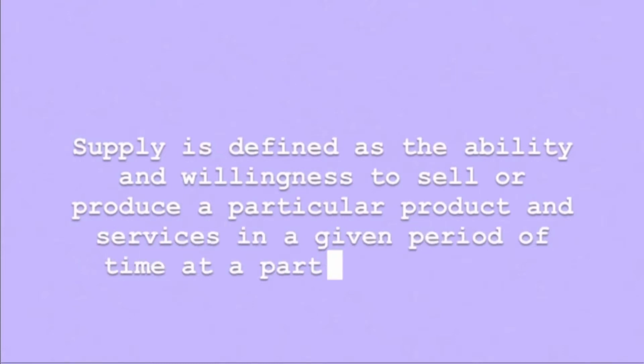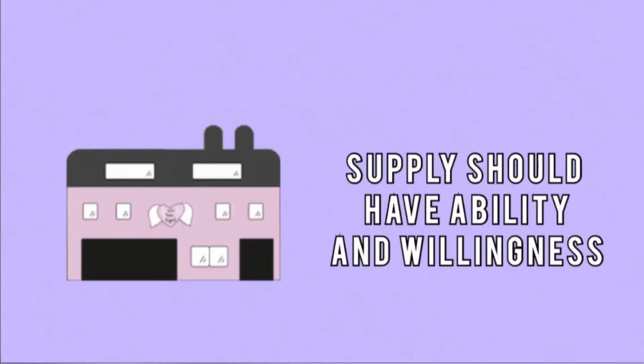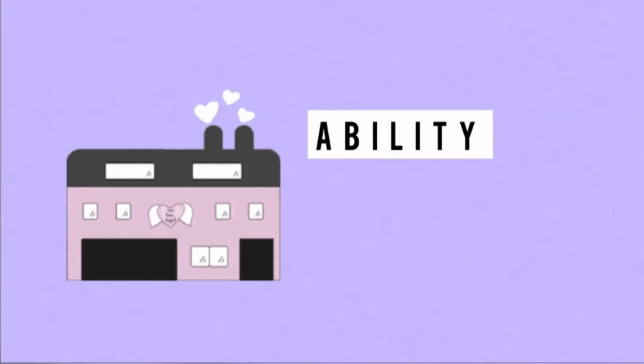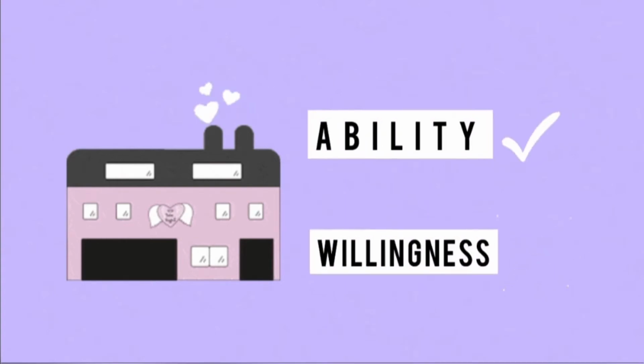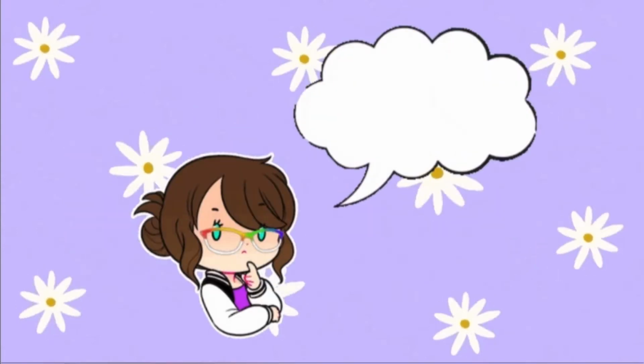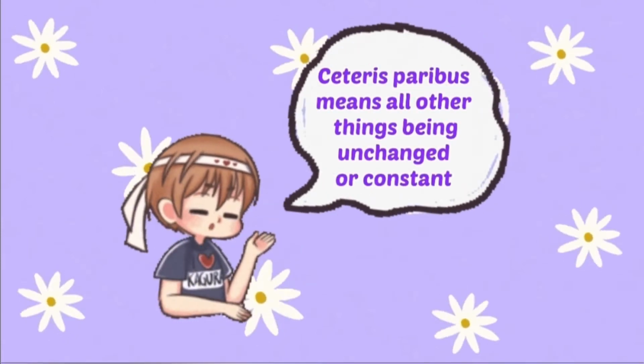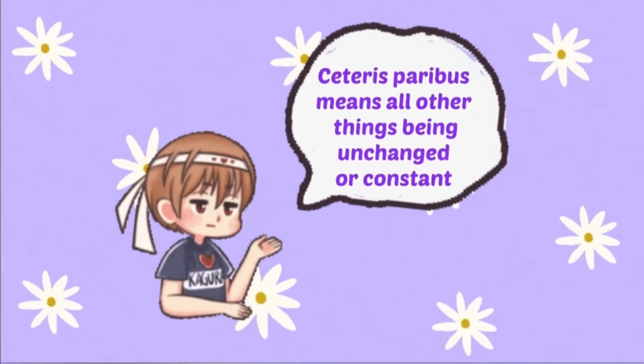Supply. Supply is defined as the ability and willingness to sell or produce a particular product and service in a given period of time at a particular price, ceteris paribus. Supply should have ability and willingness. If one company has the ability to sell a product, but they don't have any willingness to produce the product, that is not a supply. So next, what is the meaning of ceteris paribus? Ceteris paribus means all other factors being unchanged or constant.